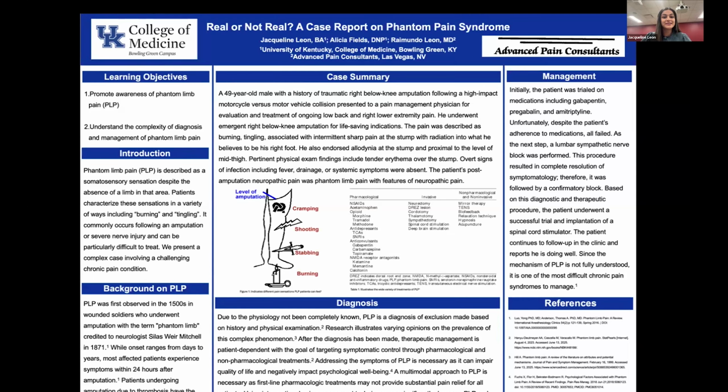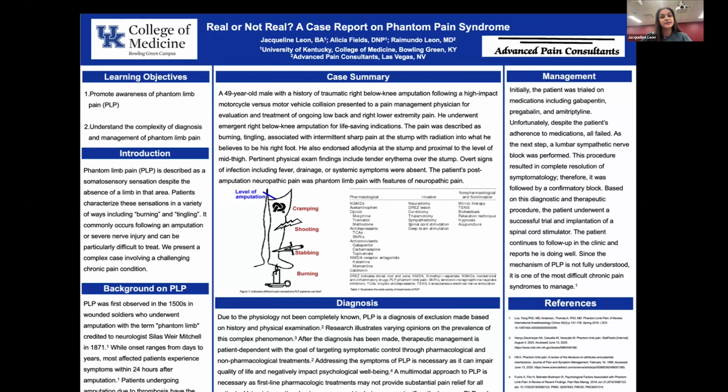These treatments are going to be either pharmacological or non-pharmacological. Pharmacological agents can include NSAIDs, opioids, antidepressants, and many more. On the other side, non-pharmacological treatments can be invasive or non-invasive. Non-invasive includes mirror therapy, acupuncture, and TENS units, and invasive includes spinal cord stimulation and deep brain stimulation. And it is really patient-specific, based on trial and error.